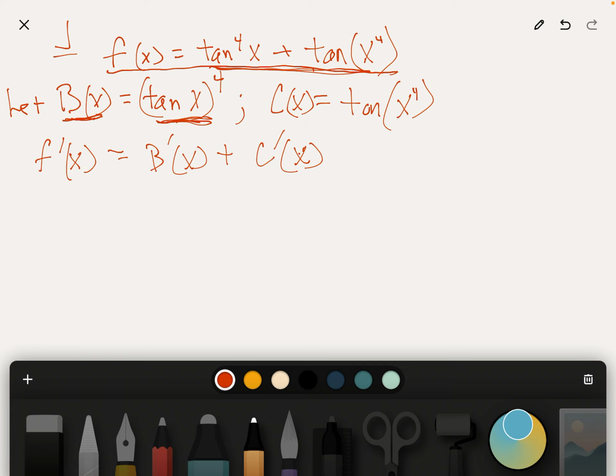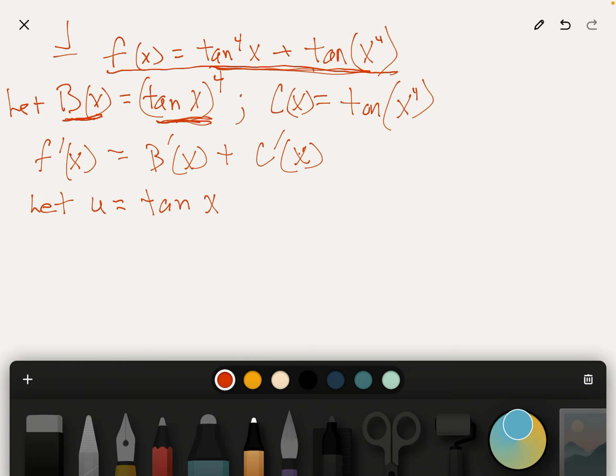Okay, so let's find b prime of x. But before, let's do something similar to what we did before. I'm going to make a substitution. In b of x, we're going to let u equal tangent of x.